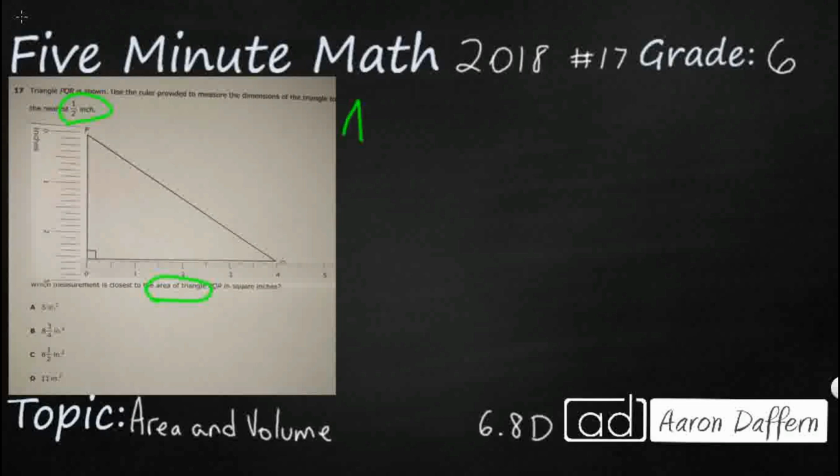So how do we find the area of a triangle? Well, there's two different ways we can look at it. 1/2 base times height, or very similarly, we can do base times height divided by 2. And that's a big key concept in 6th grade, is that dividing by 2 and multiplying by 1/2 are the same thing.